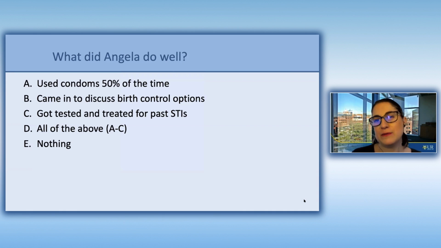Great. So 93% of you selected all of the above. So using condoms 50% of the time, that is great. Do we want 100% of the time? Yes. Is it more than 0% of the time? Yes. So we can use this as an opportunity to sort of problem solve with her, right? So she said that sometimes sex is unpredictable. So maybe that means you write a prescription for condoms or give her some before she leaves today and she keeps them in her purse.